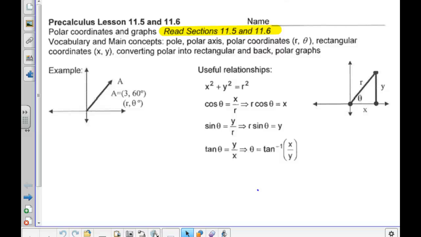We are going to start polar coordinates today. We're going to do a few funky graphs. We're going to do one by hand and then we're going to do them on our calculator.